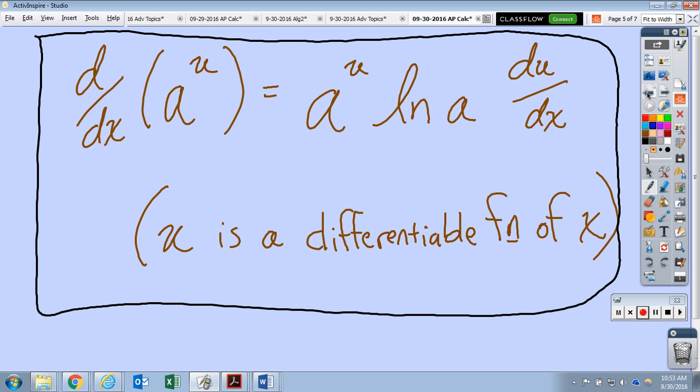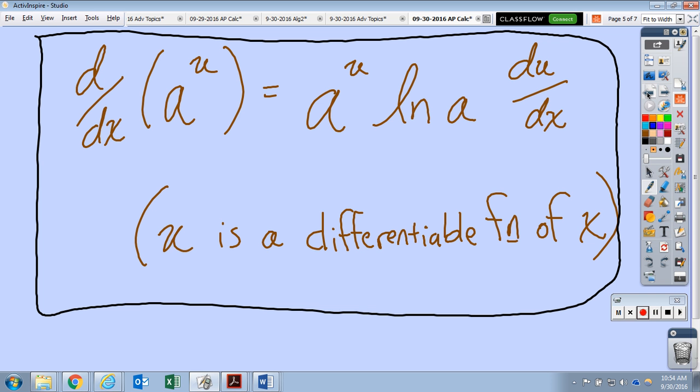Alright, so this is saying, imagine A is a constant, raised to any sort of differentiable function of x, whether it be sine of x, x squared, x cubed minus 6x, any differentiable function of x. The derivative of that is equal to that original guy times the natural log of the base times the derivative of the differentiable function with respect to x.